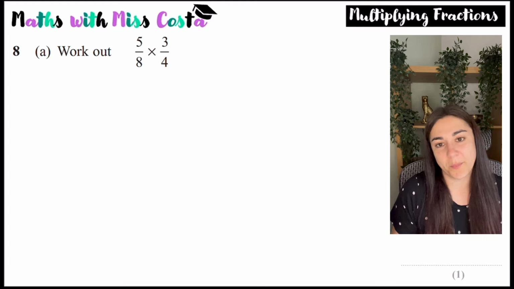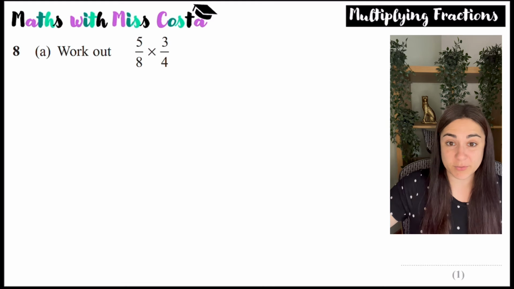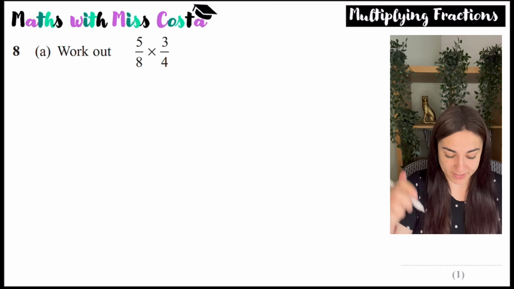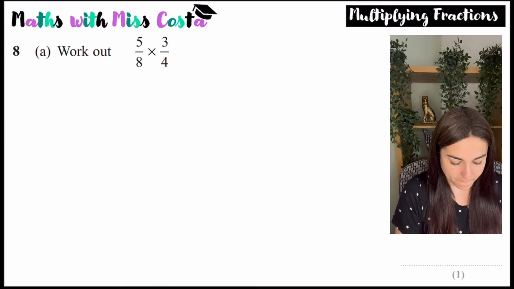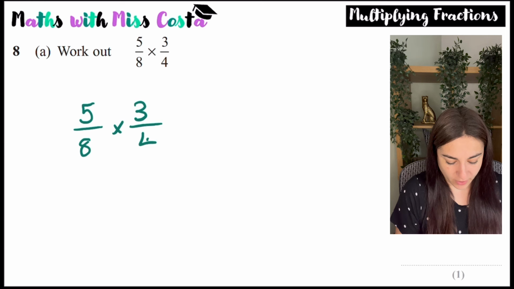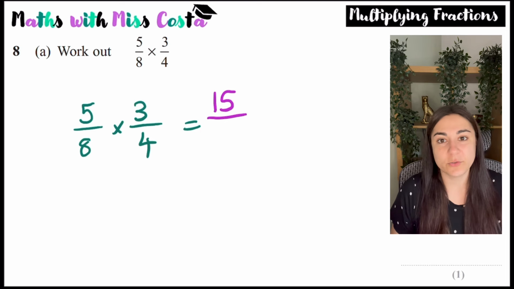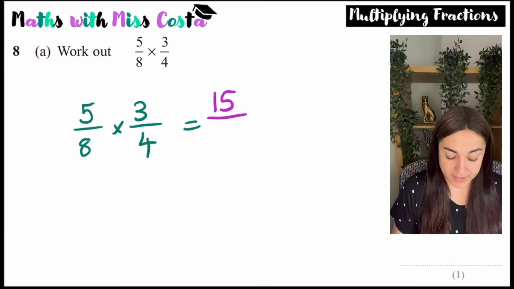Okay, next we've got multiplying fractions. So when we multiply fractions, all we do is we multiply the numerators together and the denominators together. So we've got 5 over 8 times by 3 over 4. And 5 times 3 is 15. 8 times 4. And also a little trick with the non-calculator paper.